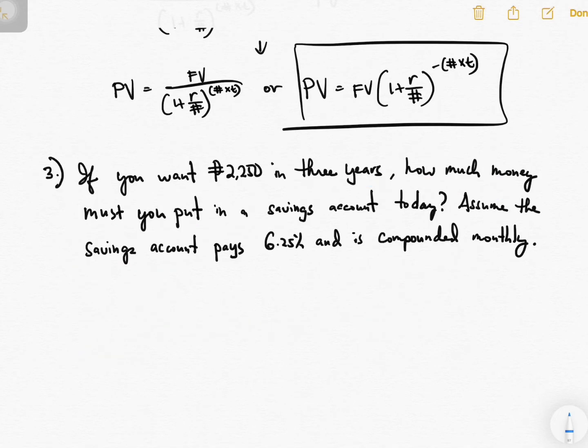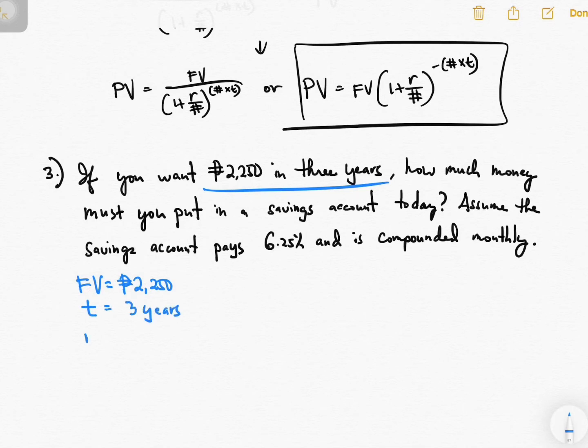Last one. If you want 2,250 pesos in 3 years, how much money must you put in a savings account today? Assume the savings account pays 6.25% and is compounded monthly. First, we write the given to make solving easier. Your future value here is 2,250. And you know that this is the future value because the problem says 2,250 in 3 years. So that's future. And then you have the time, 3 years.